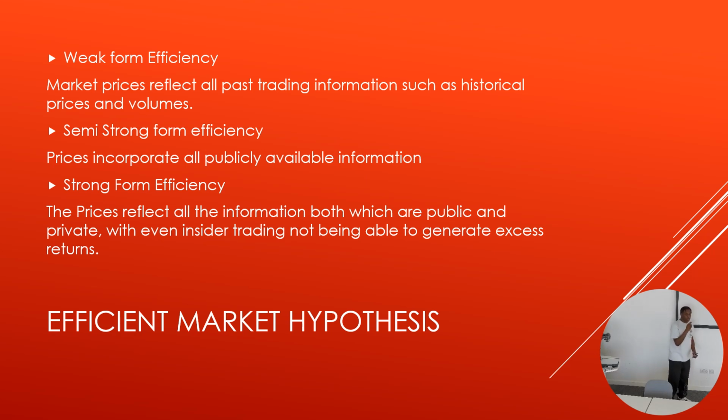So what the efficient market hypothesis actually is: we have three different stages of efficiency, weak form, semi-strong form, and strong form efficiency. We start off with weak form efficiency, where the market price reflects all past trading information, with historical prices and volumes. Semi-strong efficiency is the price incorporation of all publicly available information. And strong form efficiency is where prices reflect all information available to the public and private, with even insiders not being able to generate abnormal returns.